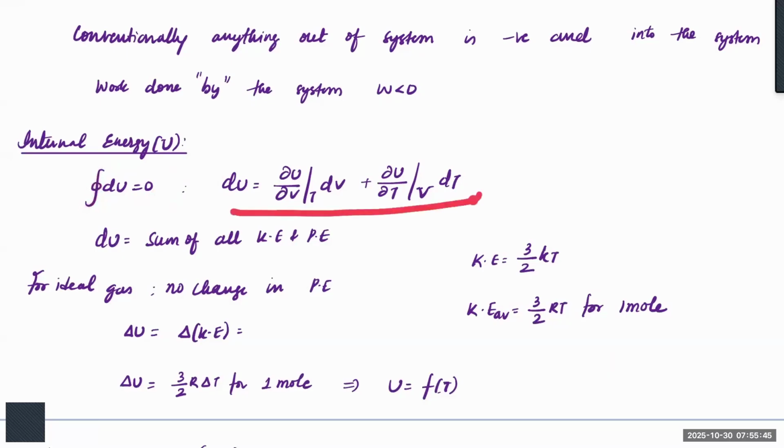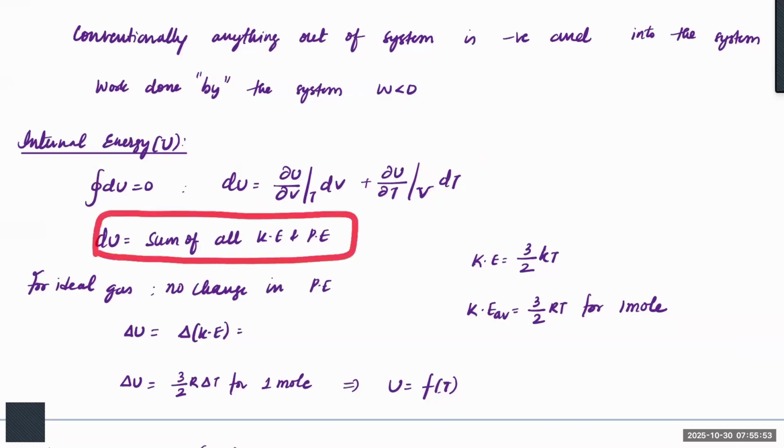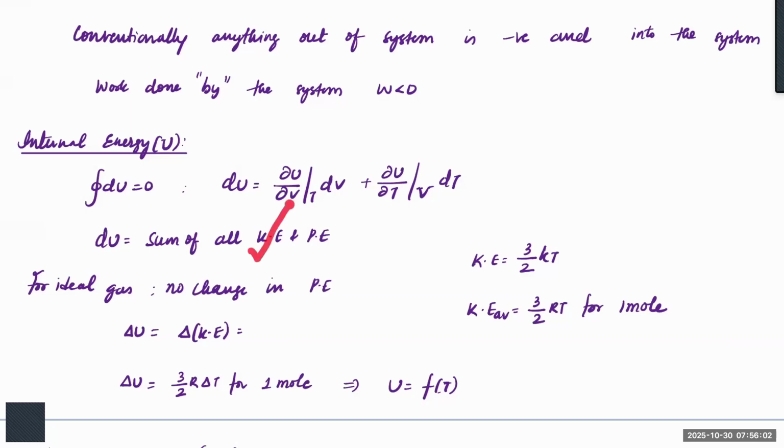And dU can be written in terms of an exact function or exact differential. You know that internal energy is basically the sum of all the types of energies present in a system. There are mainly two types of energies which will be present, kinetic energy and potential energy. So the sum of all those energies will give you internal energy. This is U.